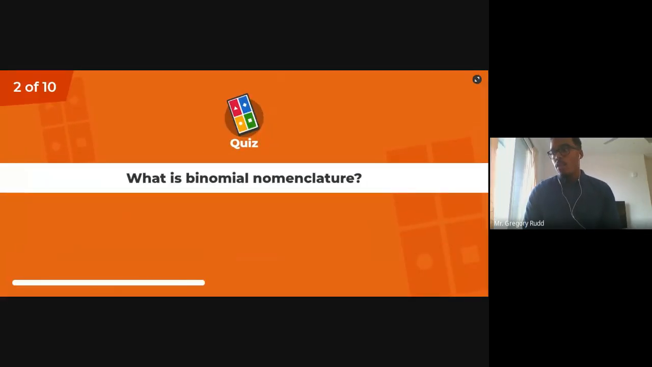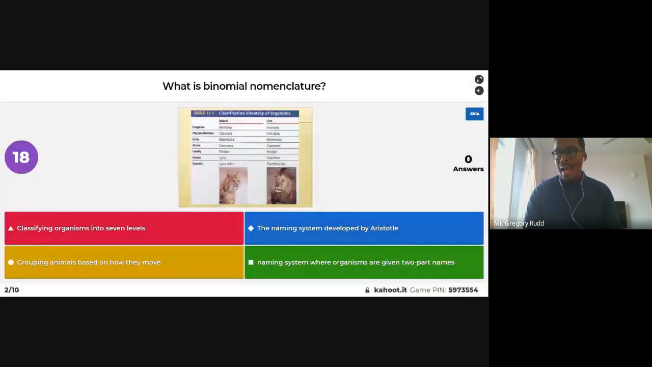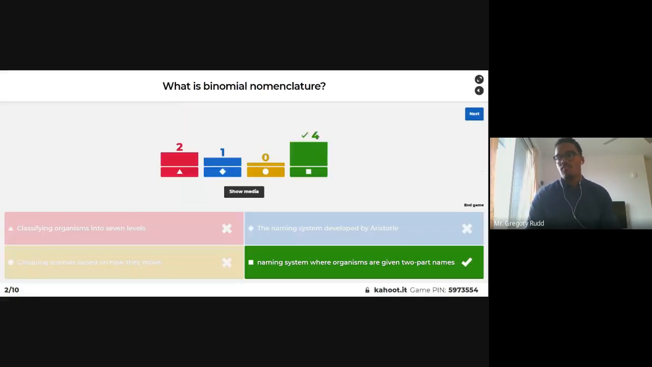What is binomial nomenclature? Great, so it's a naming system where organisms are given two part names. That's why we call it binomial. The prefix bi means two. The root word nomial is from the Latin nomen, which means name.